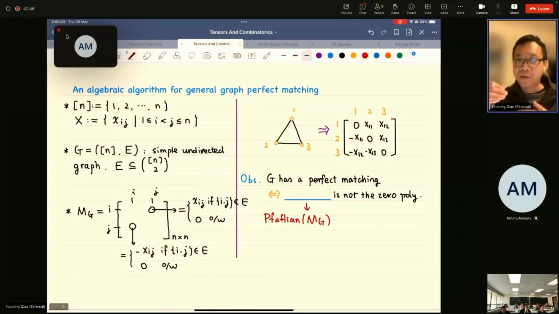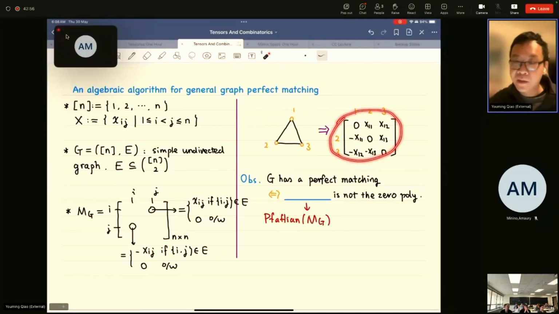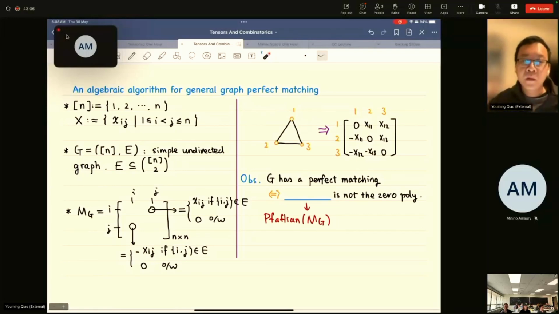And here you can also see why skew symmetry is useful, because if a graph has an odd number of vertices, then the Pfaffian will always be 0, right? So this is where the parity comes in. So for the Pfaffian, there is a parity issue. Okay, so this is just a hint on the algebraic algorithm for general graph perfect matching.